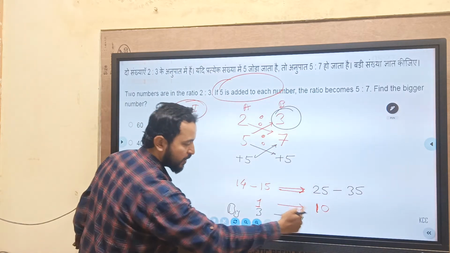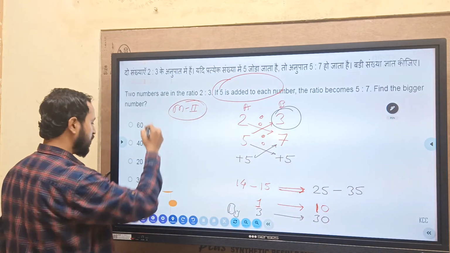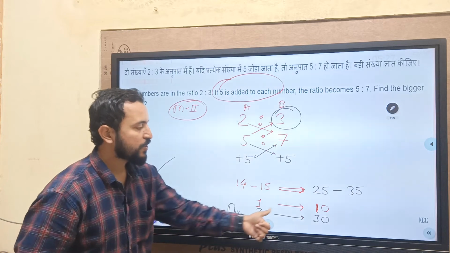1 is equal to 10. So 3 will be 3 into 10, 30. So 30 is the answer. If the smaller number is asked, 2 is equal to how much?